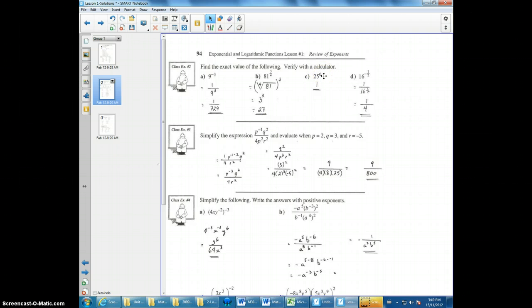25 to the power of 0. Well, this is quite simple. Anything to the power of 0 is strictly 1.